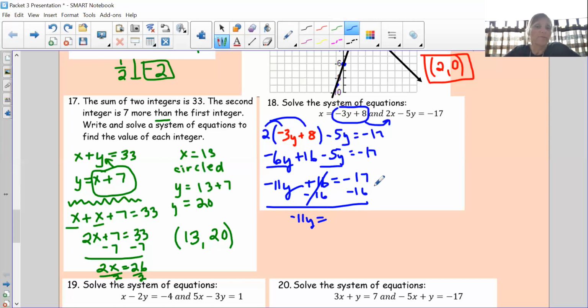Okay, these are both negative, so I'm going to add them. Negative 33. And divide by negative 11. And y is going to be 3.